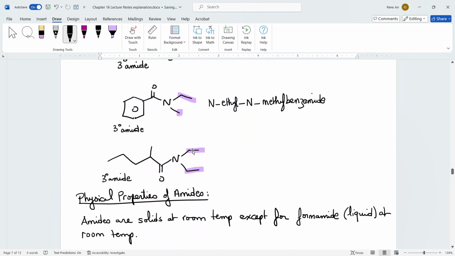For this one over here, it's going to be an N and N. I have 2 ethyls in there. Please group the N's together and a dash. And that is going to be a diethyl.